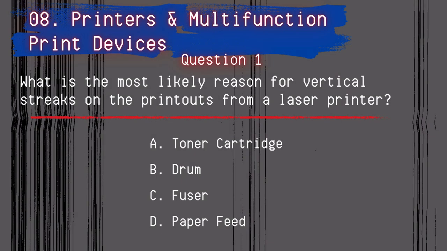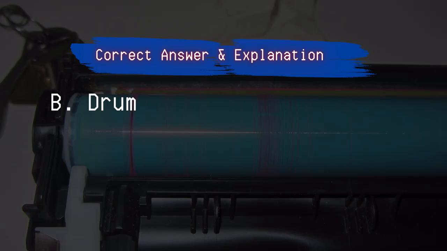What is the most likely reason for vertical streaks on the printouts from a laser printer? A. Toner cartridge. B. Drum. C. Fuser, or D. Paper feed? Correct answer B. The drum. Now, a damaged or dirty drum unit in a laser printer often causes vertical streaks as it impacts the transfer of toner to paper.